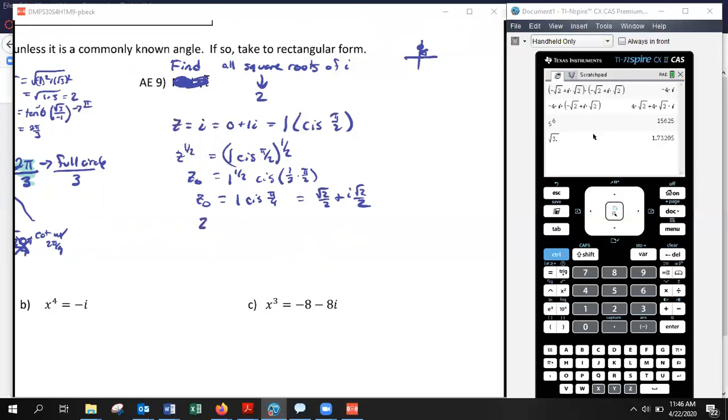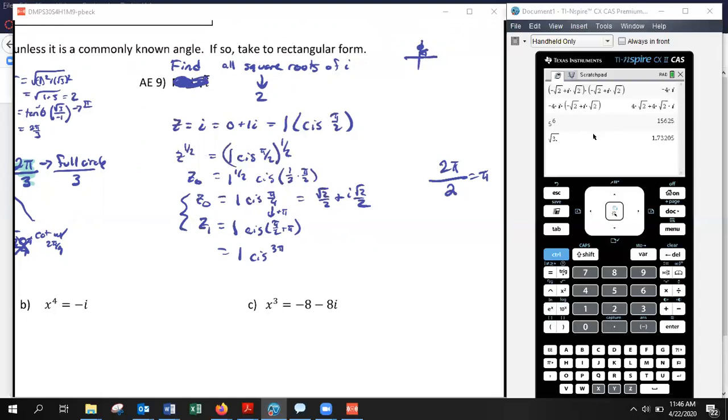Now to get to our next root, and this should be our last one, we are going to take our full circle, our 2 pi, and cut it into 2 equal parts, which is just pi. So that pi is what I have to add to my angle. So our second root is 1 cis of pi over 2 plus pi, or 1 cis of 3 pi over 2.